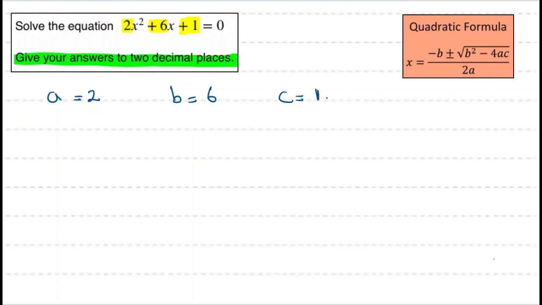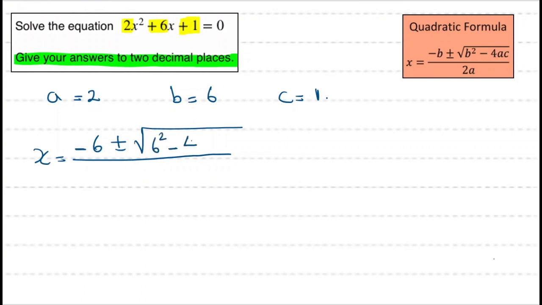We then substitute these into our quadratic formula and we get x equals a fraction. On the top of the fraction, we have minus the value of b, so we have minus 6 plus minus the square root. Inside the square root, we have the value of b squared, so we write 6 squared minus 4 times the value of a, which is 2, times the value of c, which is 1, and it's over 2 times the value of a, which is 2.